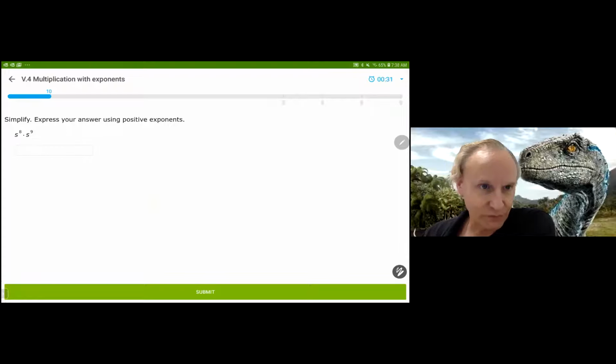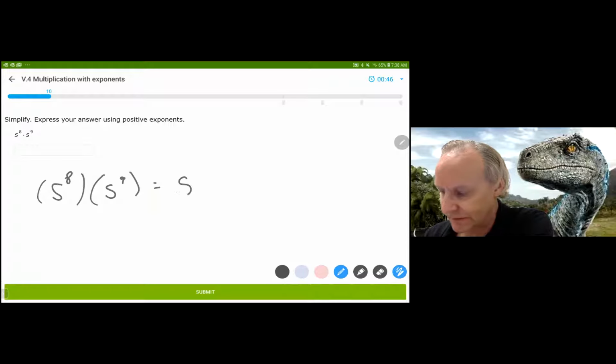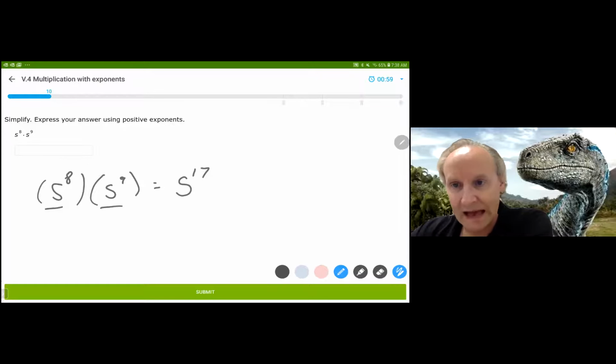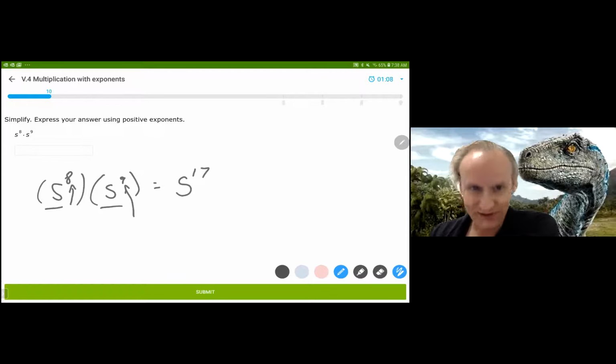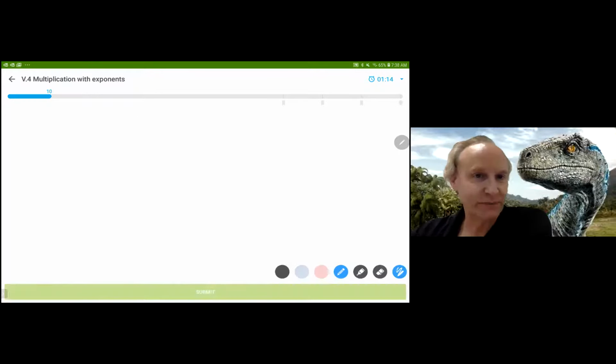All right, in this case, of course, we have S multiplied together 8 times. So there are 8 S's being multiplied together, and then we have 9 S's being multiplied together. And altogether, you have 17 S's multiplied together. We could write them all out and count them, but hopefully this makes sense. This is the reason why we say when you multiply bases, you add exponents, because we're talking about how many S's we're multiplying together and how many. And when you take how many and how many, you're doing addition. So this is S raised to the 17th power. That should be enough explanation.